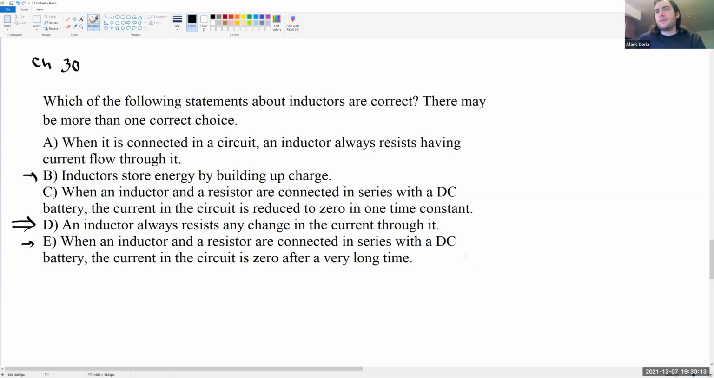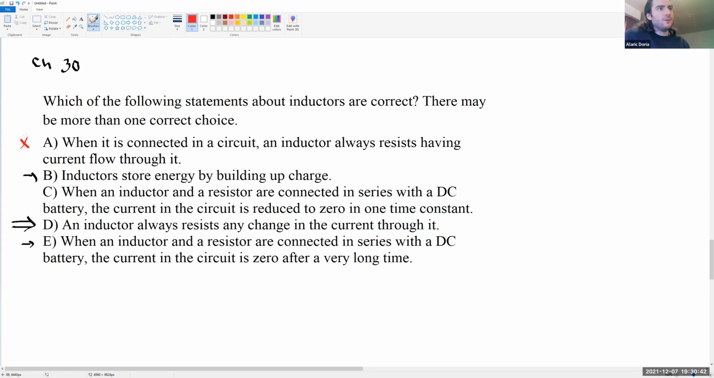Okay, so let's evaluate statement A here. When it is connected in a circuit, an inductor always resists having current flow through it. That's what resistors do, not what inductors do. Inductors have zero resistance. So inductors are simply wires, right? And we always treat wires as having negligible resistance, or R equals 0. So this one is not correct. Inductors do not resist the flow of current.